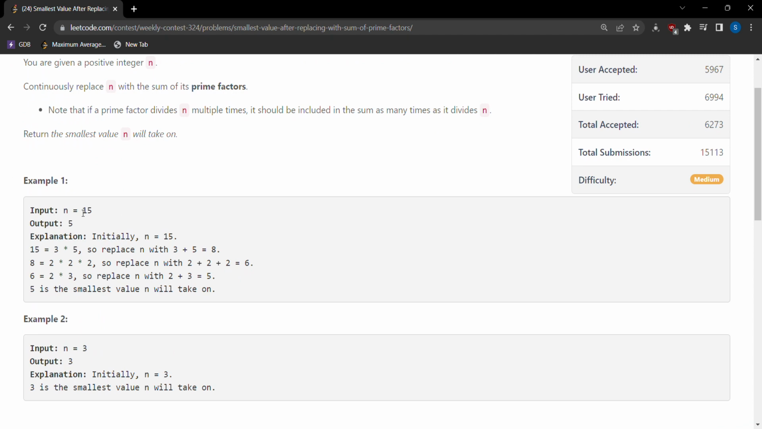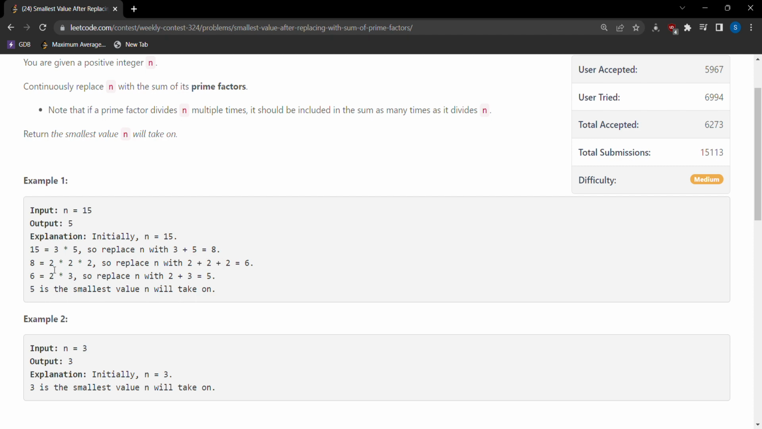Take n equals 15. After seeing the example you might get the question very easily. Initially n is equal to 15. Now what are the prime factors of 15? 3 and 5. There are no other prime factors. 1, 3, 5, 15 are the factors, but we don't take 1 and 15 because we have to take only prime factors. Now we have to replace it with the sum of the prime factors. So 15 will be replaced by 3 plus 5, 8.